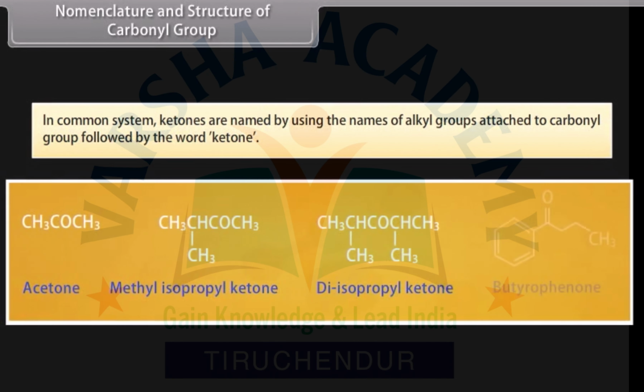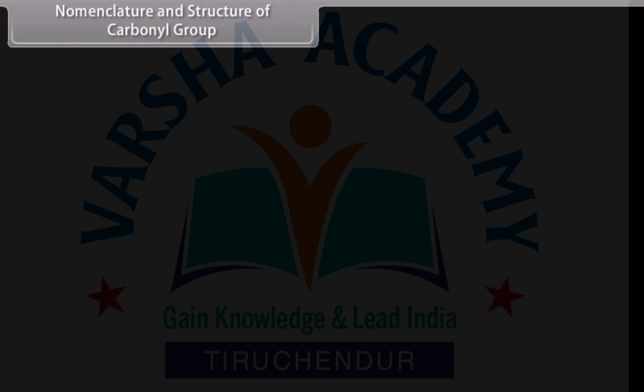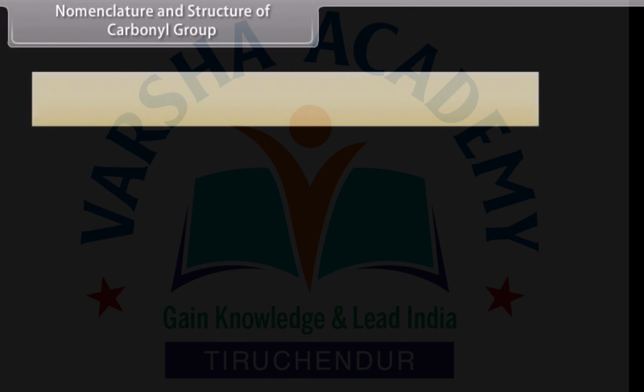In common system, ketones are named by using the names of alkyl groups attached to carbonyl group followed by the word ketone. Nomenclature and structure of carbonyl group.